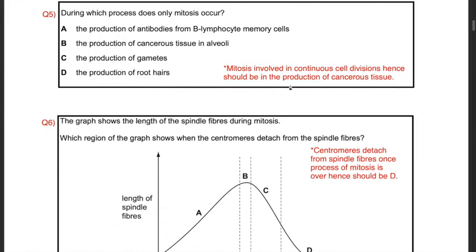Question 5. During which process does only mitosis occur? Mitosis is involved in continuous cell divisions, hence should be in the production of cancerous tissue. And if you go through the answers A, B, C and D, answer B talks about the production of cancerous tissue in alveoli. And yes, production of cancerous tissue involves multiple rapid cell divisions, and multiple rapid cell divisions does involve mitosis. Therefore, the process that involves mitosis only is B, the production of cancerous tissue in alveoli.